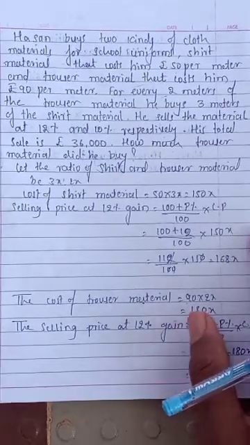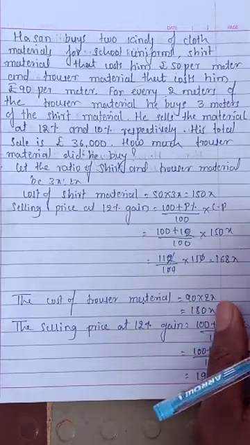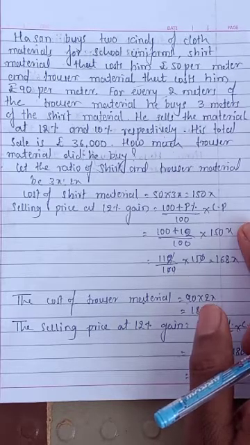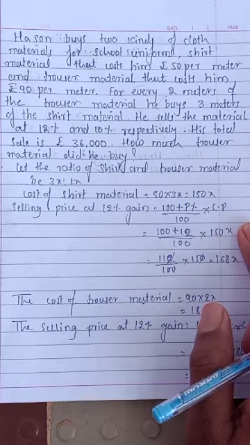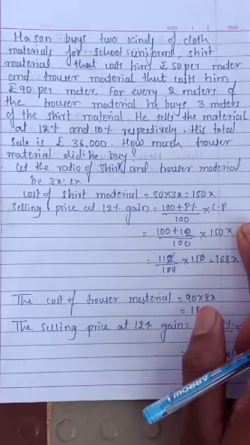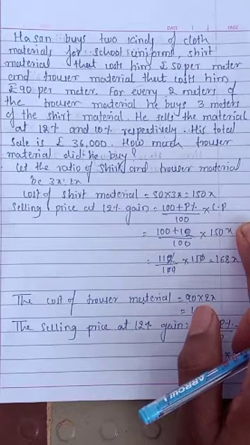Done. Hassan buys two kinds of cloth material for school uniform. Shirt material that cost him rupees 50 per meter and trouser material that cost him 90 rupees per meter. For every 2 meters of the trouser material, he buys 3 meters of the shirt material. He sells the material at 12% and 10% respectively. His total sale is 36,600. How much trouser material did he buy?